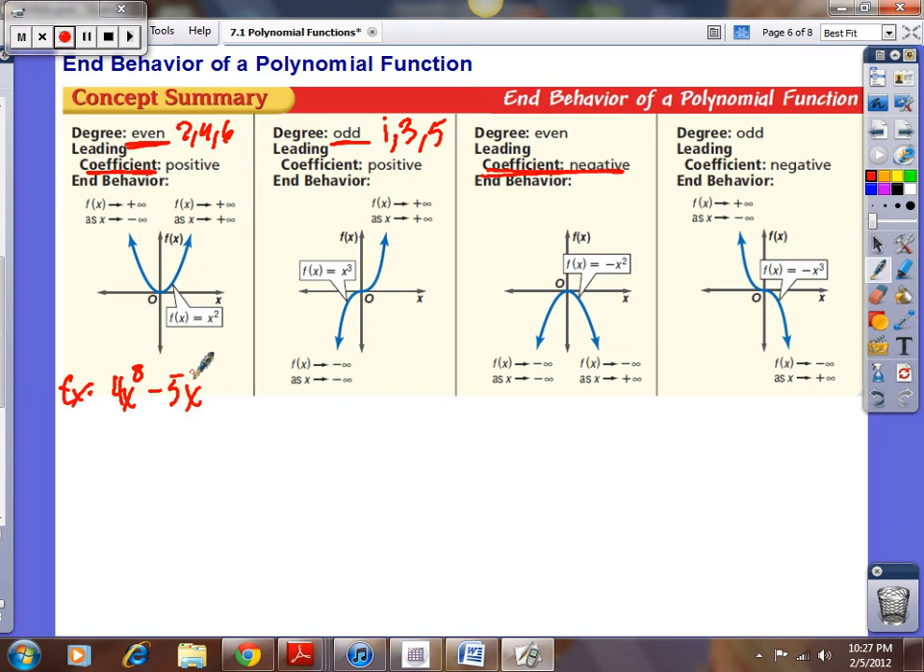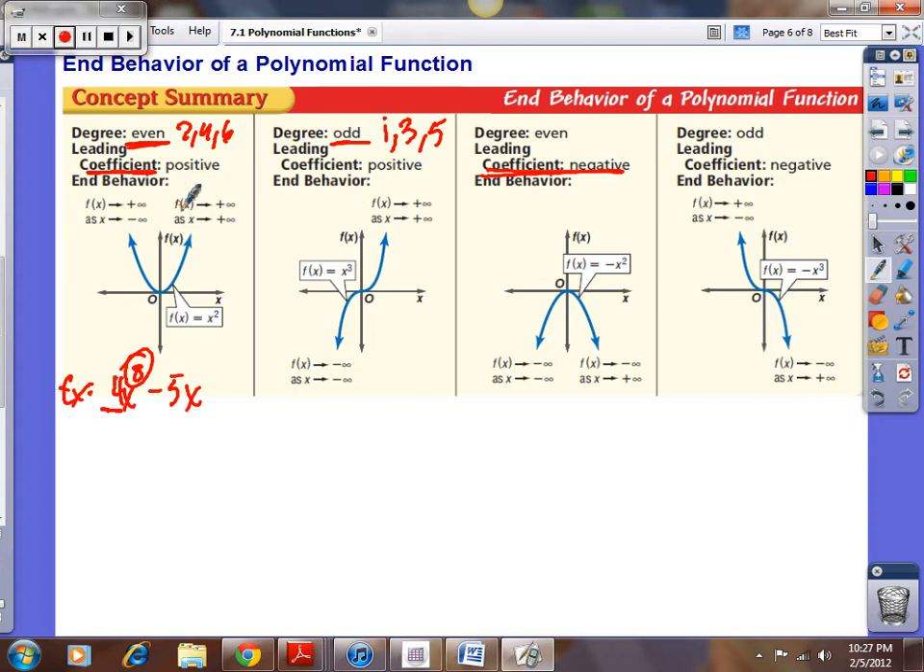Okay, so if I ask you, well, what is the end behavior? What is it going to happen? It's asking what when you go right and when you go left, where are these arrows heading? What direction are they going? So it's even right here because the exponent's 8 and the leading coefficient is 4 and it's positive. So here's what happens.